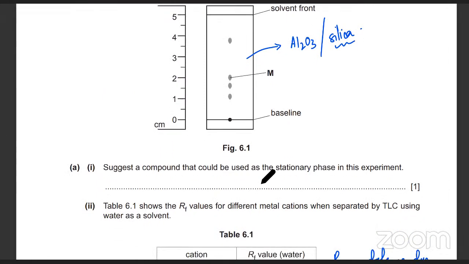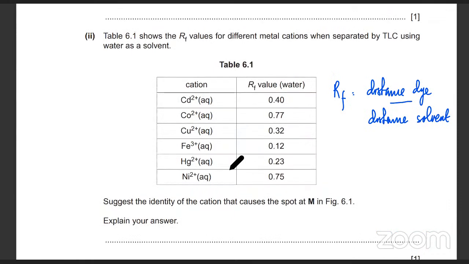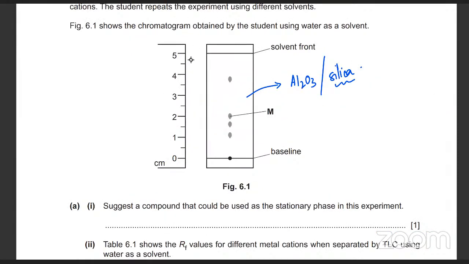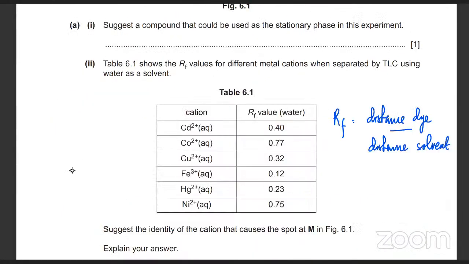Which one is 0.4, by the way? So the solvent is traveling a distance of 5. So 0.4 means that the distance the dye travels divided by the distance that the solvent travels, which is 5, comes out to be 0.4. So it's 5 times 0.4. That is the distance traveled by the dye. What is 5 times 0.4? That's going to be 2. So M is probably having an RF value of 0.4. Okay, so this one is definitely M.